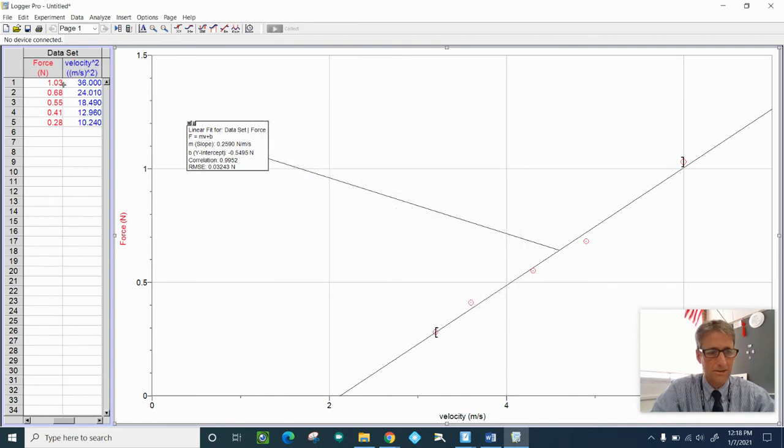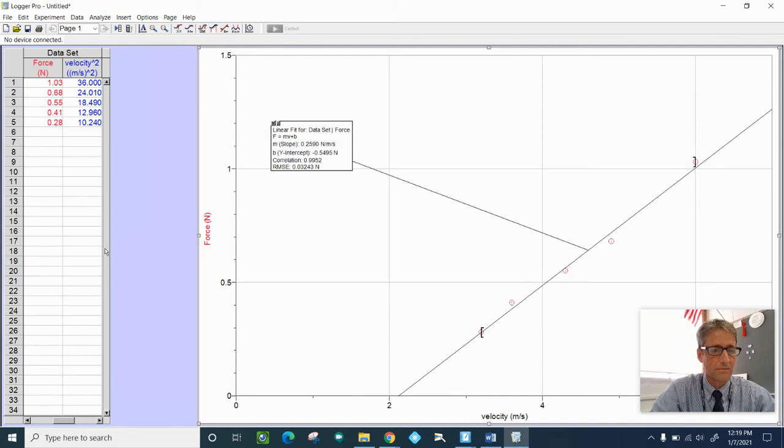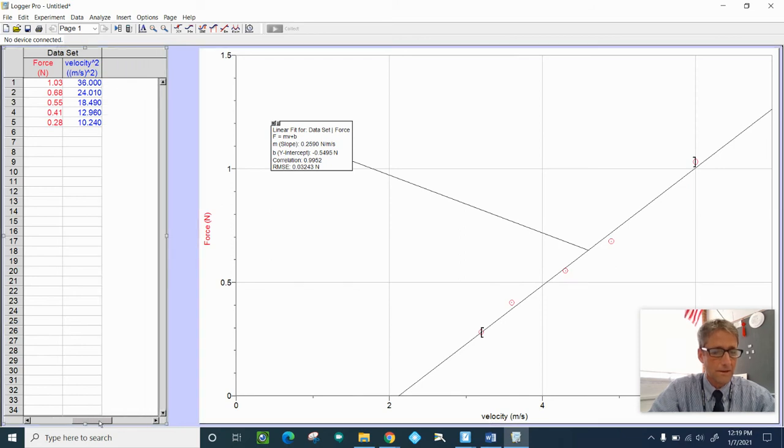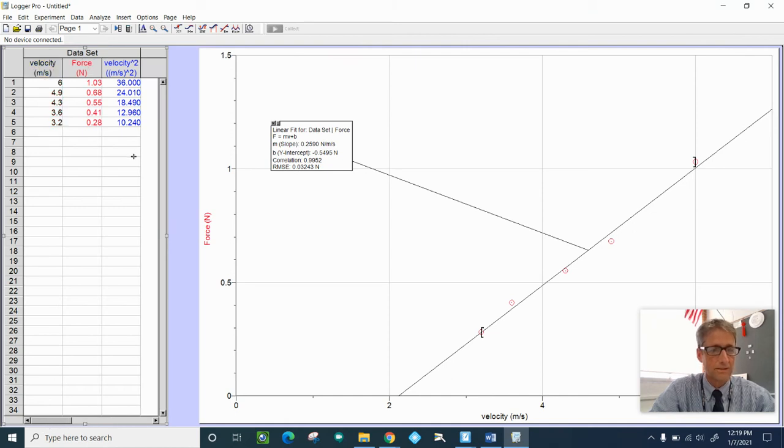And you'll notice back up here in my data table, I get a new column that says velocity. I'm going to make my graph a little smaller. Maybe we can pull this over so you can see what's going on over here. Slide over here. There's 3 columns up there: velocity, force, and velocity squared, right? 6 squared, 36, and so on.